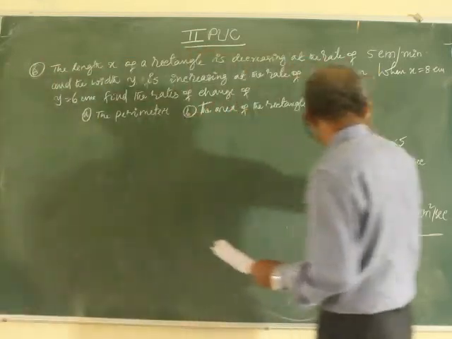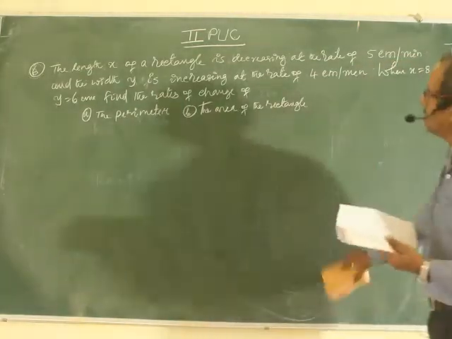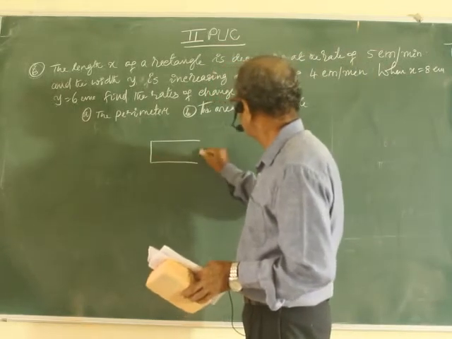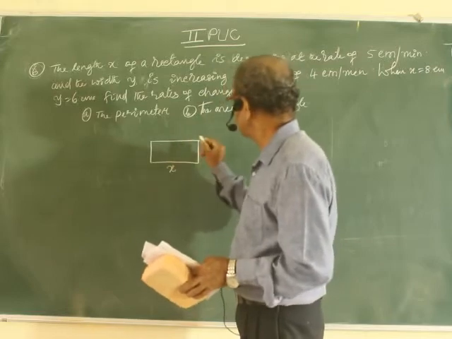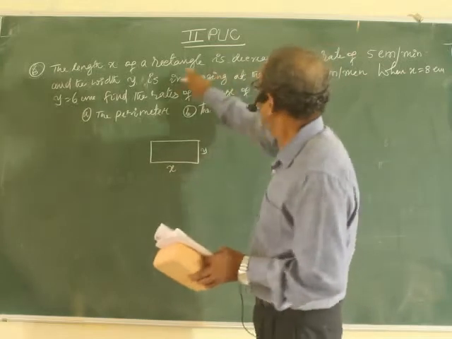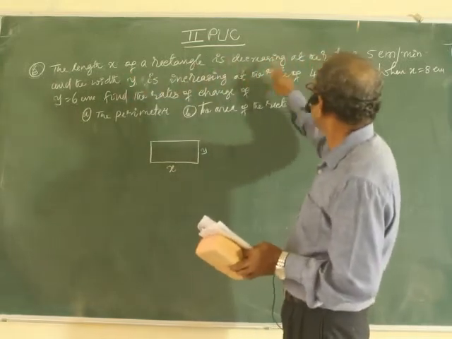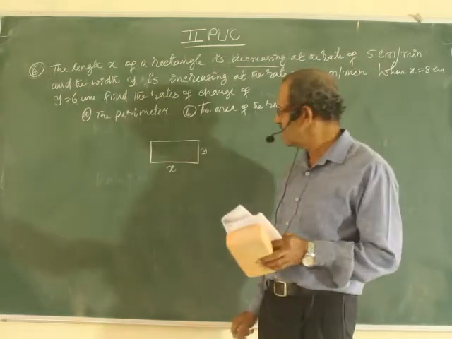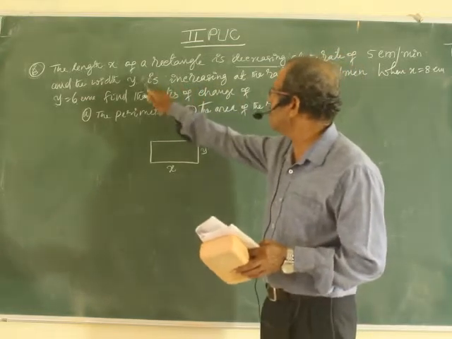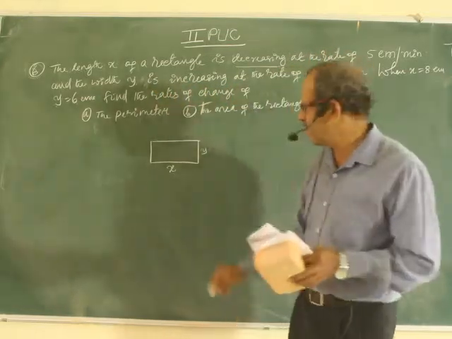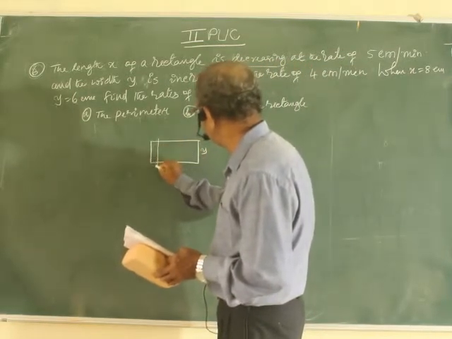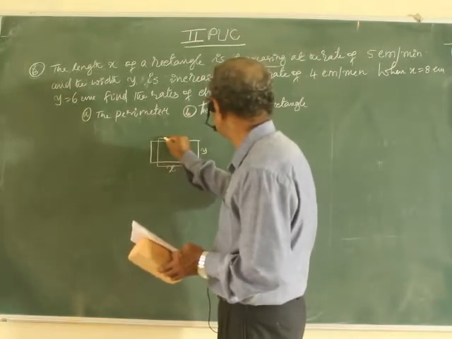Problem is taken. Again, it is a rectangle. The length of the rectangle they have taken as x and width is y. Now see that x, the length of the rectangle, is decreasing, and the rate of change of width is increasing. That means it will be like this. Length decreasing, breadth increasing, means in the very next step it will be like this.